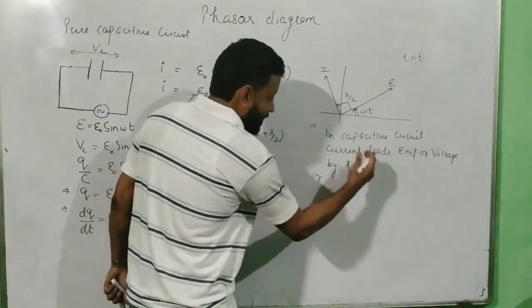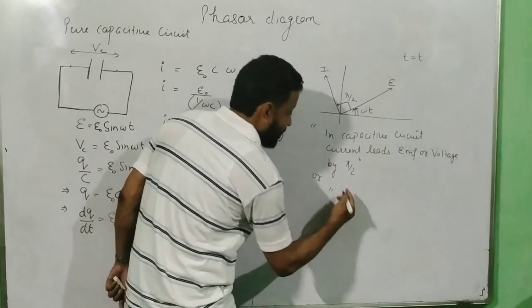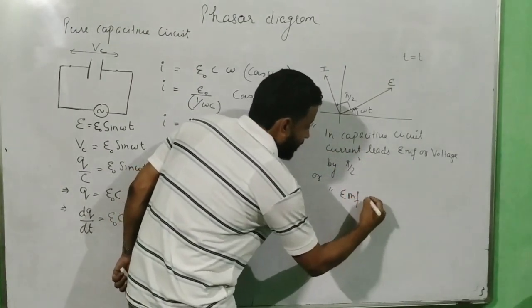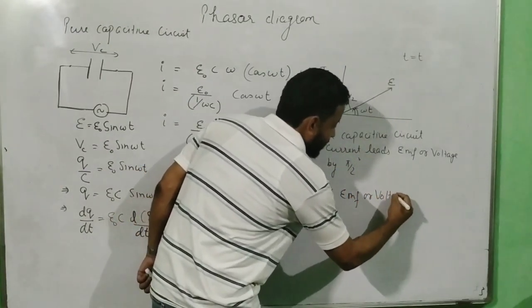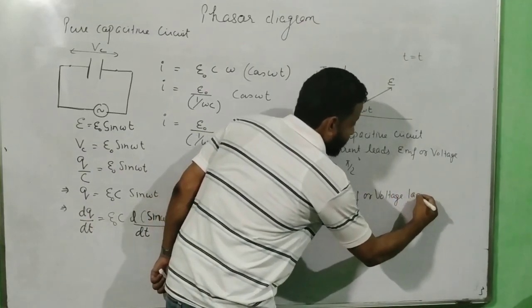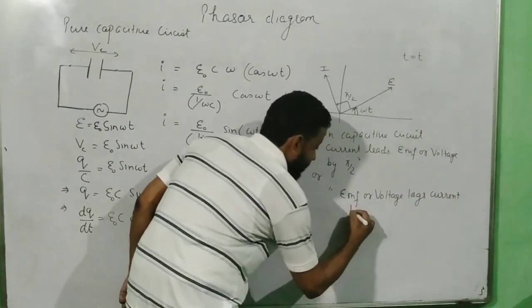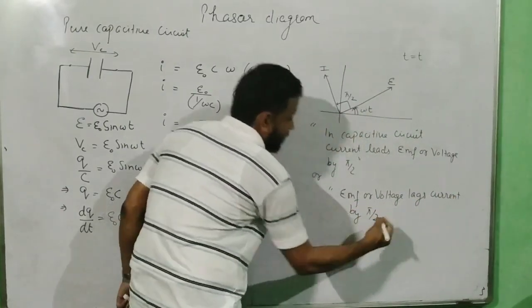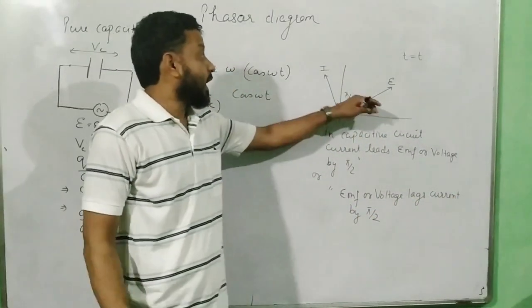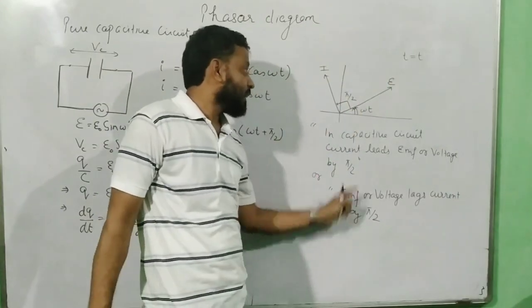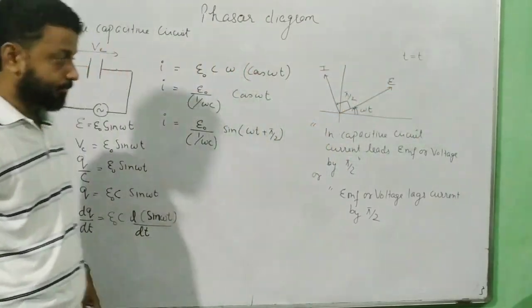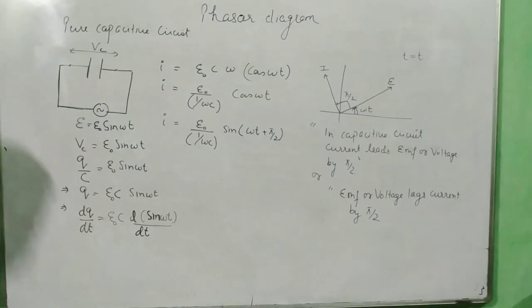And another statement: this also means, I will just write in a very brief way, EMF or voltage lags current by pi by 2. So current is ahead of EMF, and the second statement is saying EMF is behind the current. Both mean the same thing.